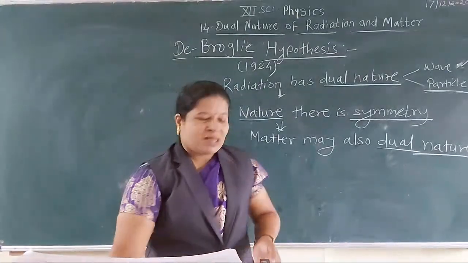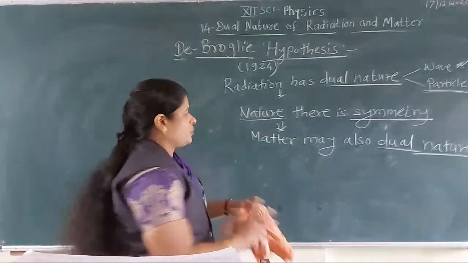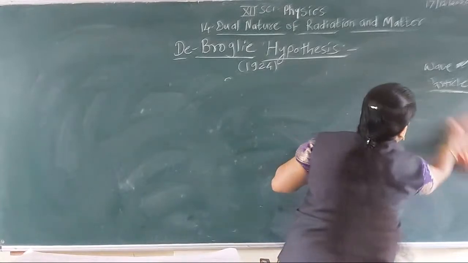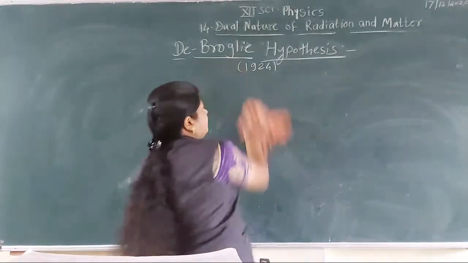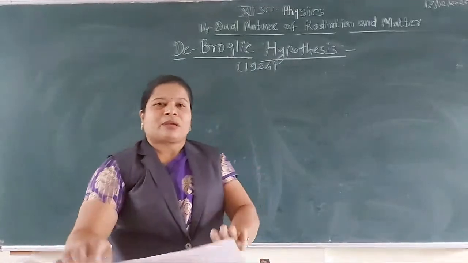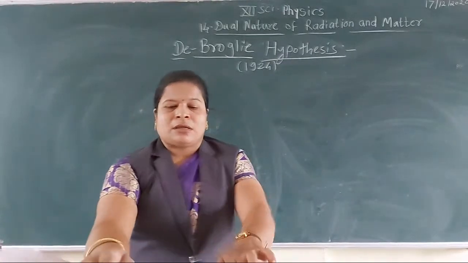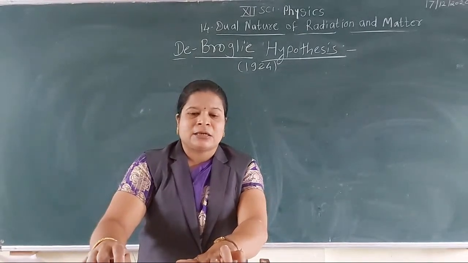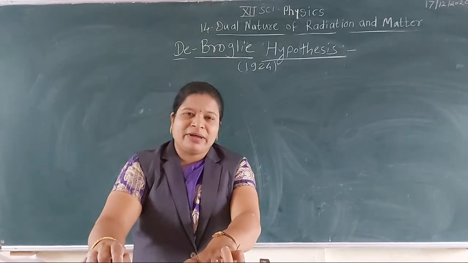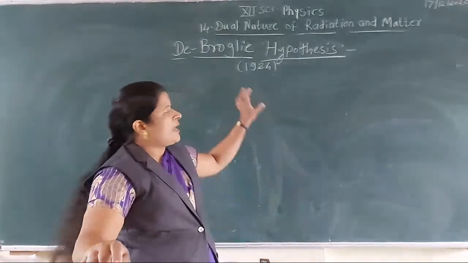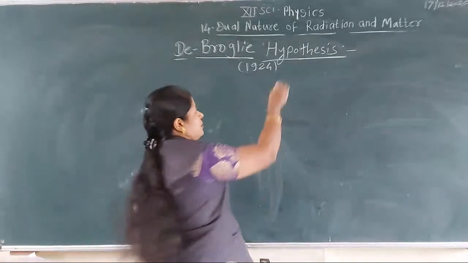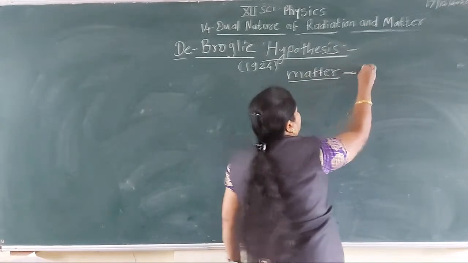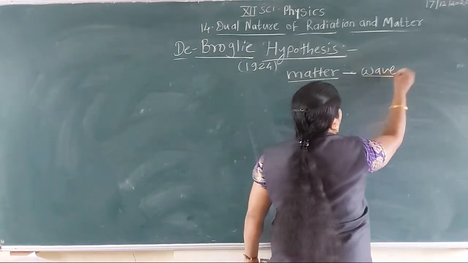What do we have to find? Particles having wave nature. That means matter having wave nature. This is the important point, that matter also has wave nature. So, on the basis of these properties, de Broglie considered, he used the properties of frequency and wavelength, as we have to prove that matter has wave nature.